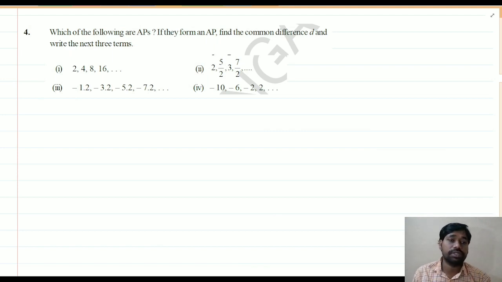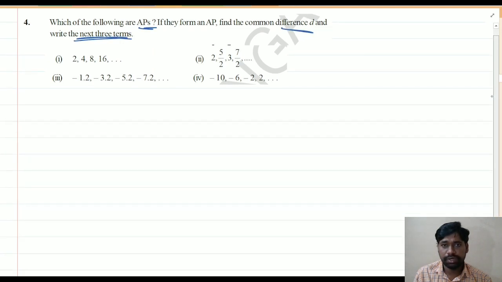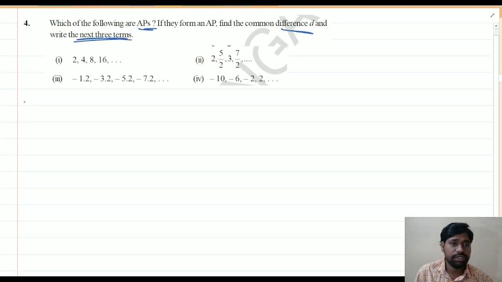So did you understand how to write the common difference and first term? I hope so. Now, which of the following are APs? We have to identify whether they are APs or not. If they are APs, find the common difference D and the next three terms in that AP. The number of questions will be more here anyway. So first we will see the first question.